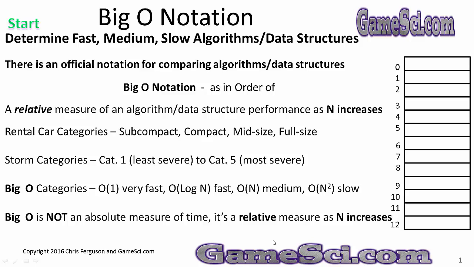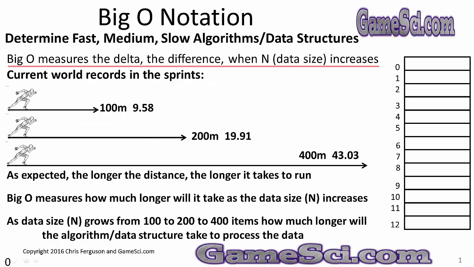But let's be clear. Big O is not an absolute measure of time. It's a relative measure as n increases. We're comparing the same algorithm against itself as the data size gets bigger. Big O measures the delta, the difference, when n, the data size, increases.